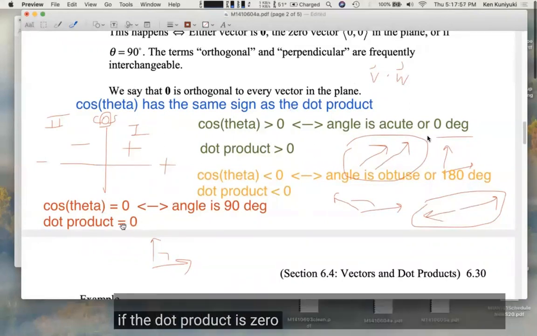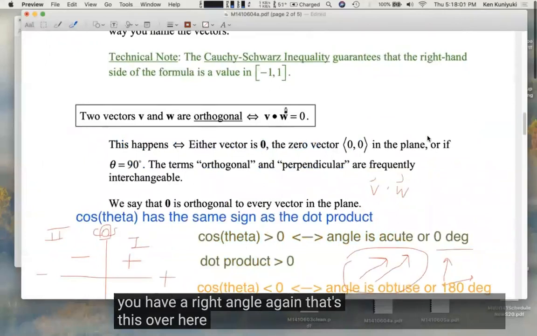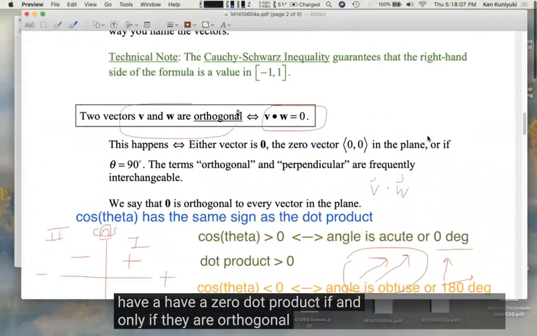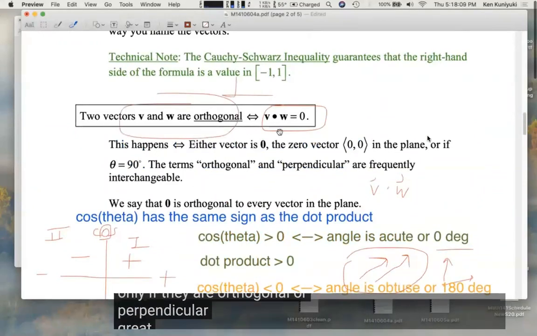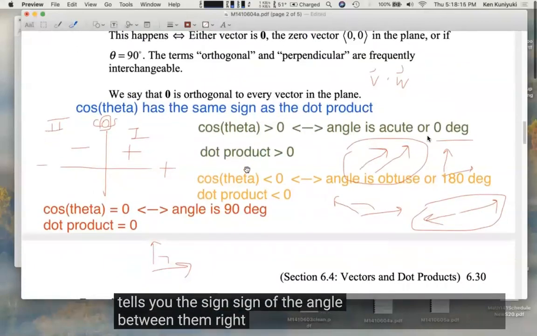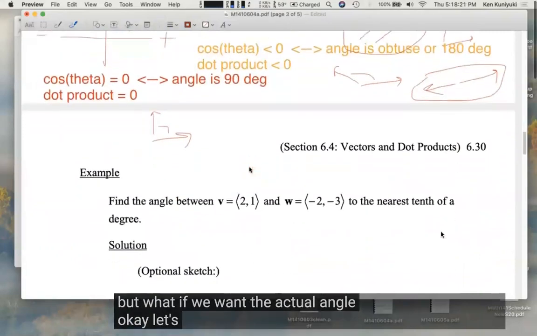If the dot product is zero, that means you have a right angle. Again, that's this over here. Two non-zero vectors have a zero dot product if and only if they are orthogonal or perpendicular. Great rule. And again, the sign of the dot product tells you the sign of the cosine of the angle between them, right off the bat. But what if we want the actual angle? Okay, let's go through the formula.